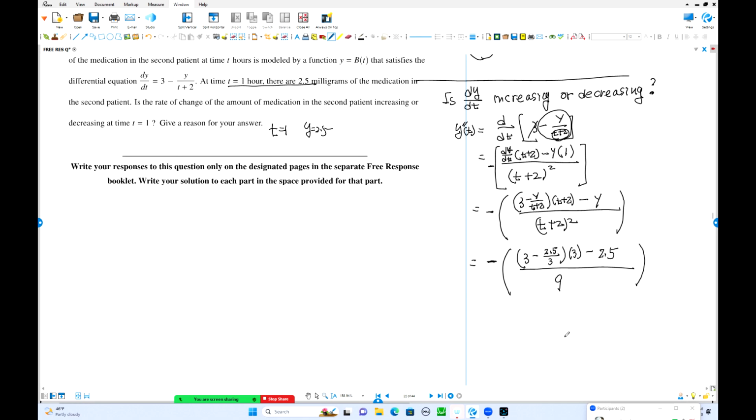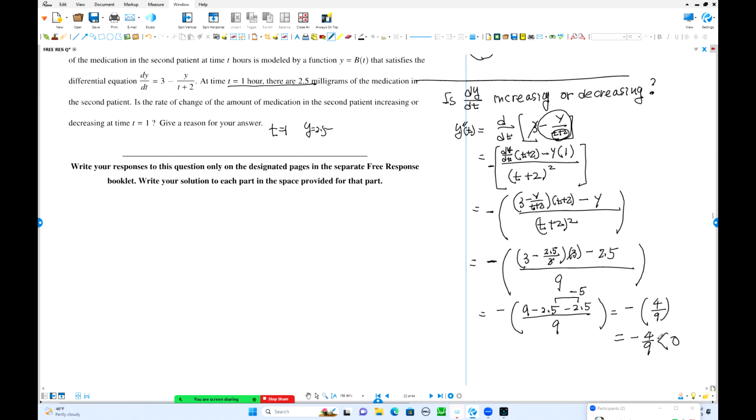Now check how much this is. This way you cannot use a calculator, right? So 3 times 3 is 9, minus 2.5 times 3, that is 2.5, and another 2.5, over 9. This one is negative 5. 9 minus 5 is 4, with the negative sign, so the total is negative 4 over 9, which is a negative number, less than 0.